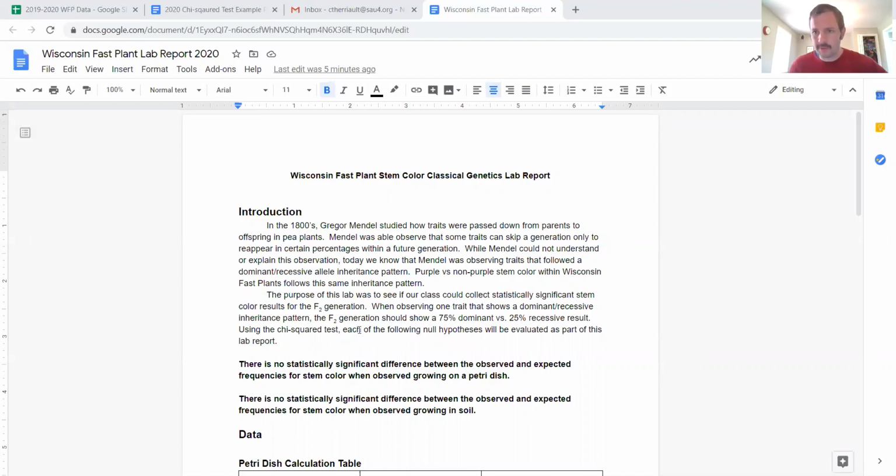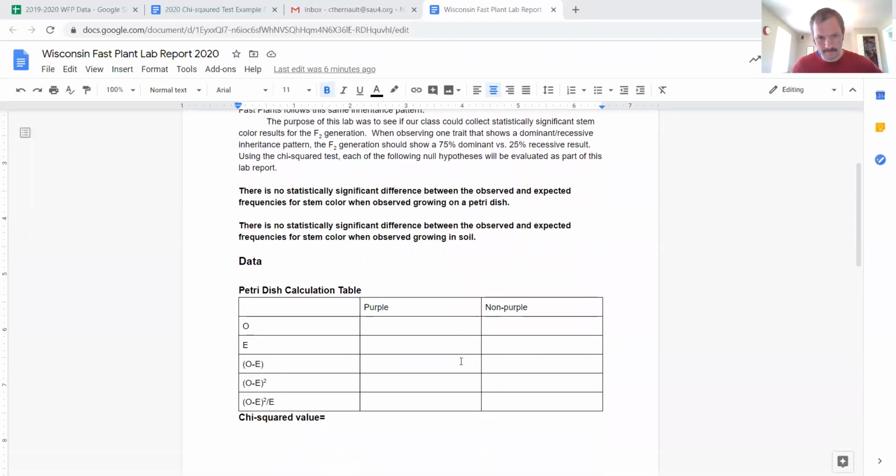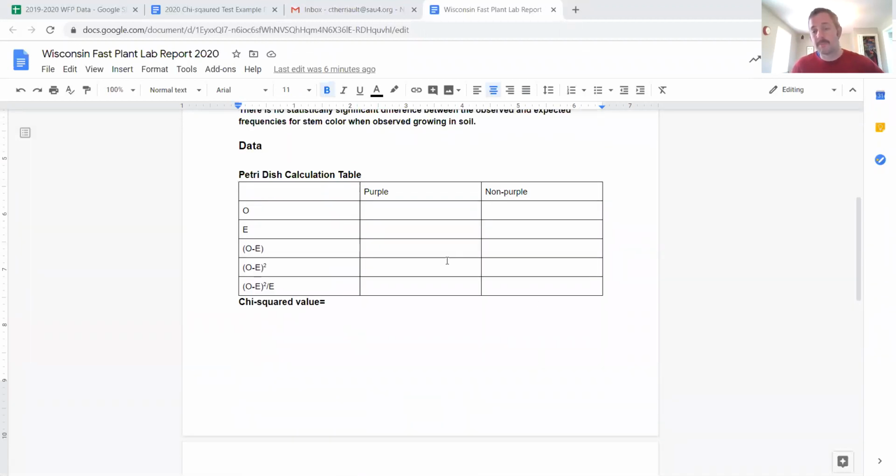But for this lab report, we're going to test two different null hypotheses. There's one where you're going to test the null hypothesis for the Petri dish data, and then the soil data for stem color. Below in the data section, I've created a calculation table for the Petri dish and for the soil, which you can complete just like my example or just like in your homework last week. And I'll show how to do that.